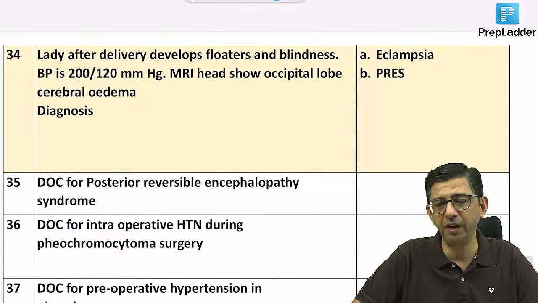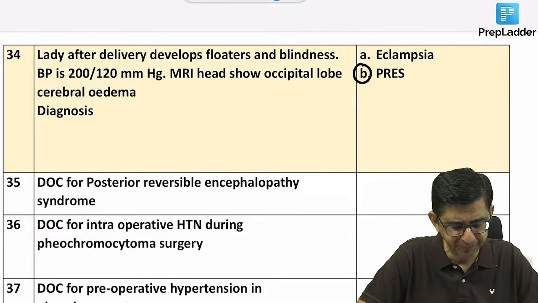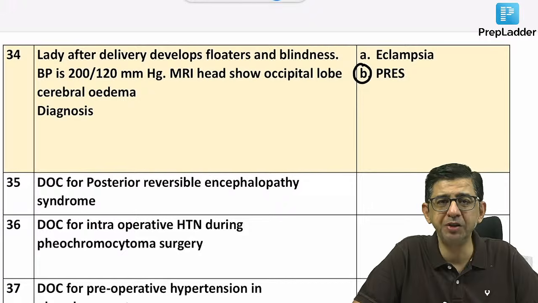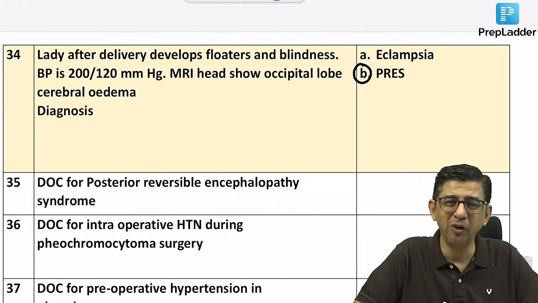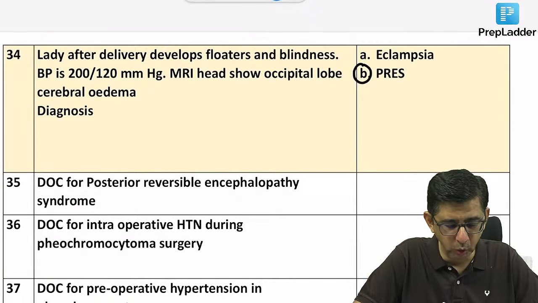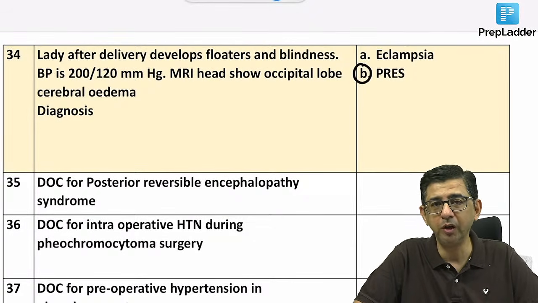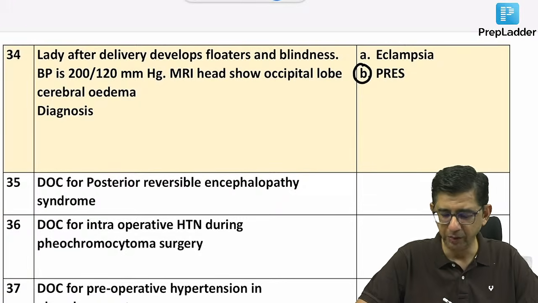This lady could be having pre-existing hypertension, and the answer in this case would be given as PRES. Just use English here. I mean, occipital lobe cerebral edema is described in the question. Eclampsia will contribute to development of seizures and again a cerebral edema, but it would not be limited to, it would not be restricted to the occipital lobe. So this is again an important question to be remembered. That would be PRES, posterior reversible encephalopathy syndrome.